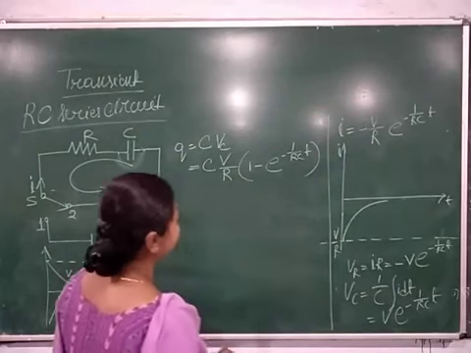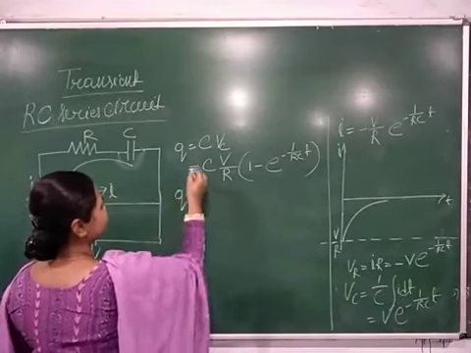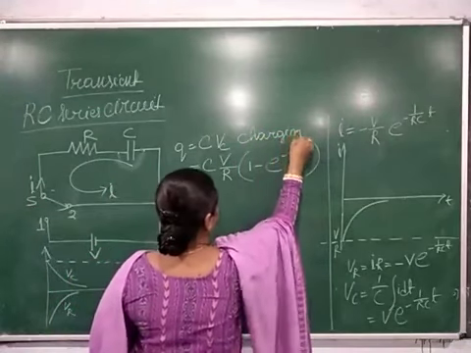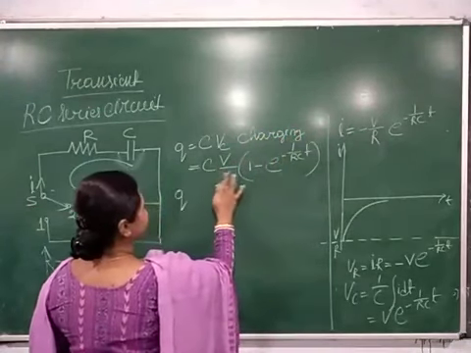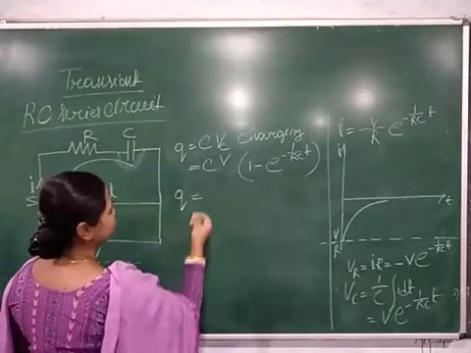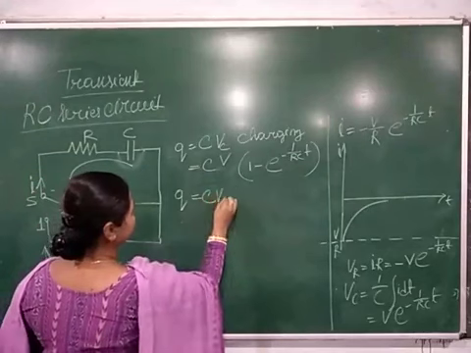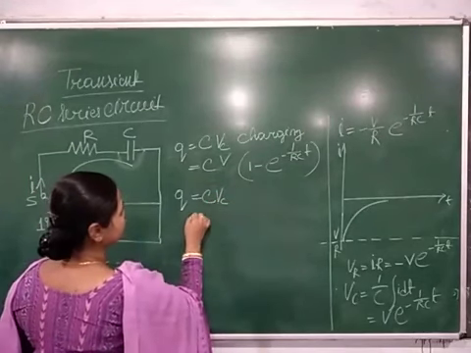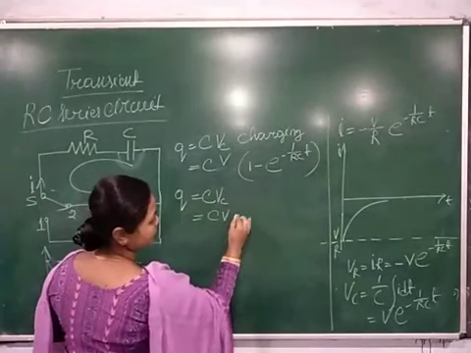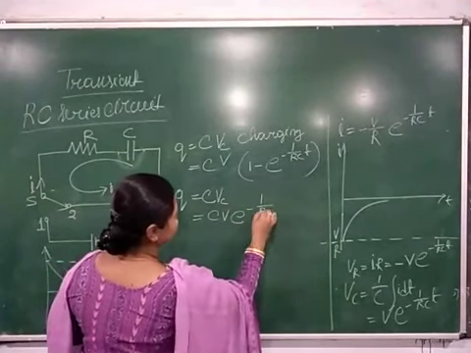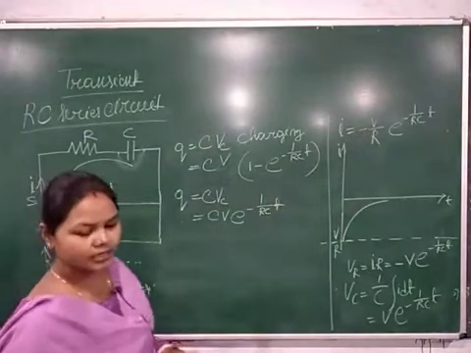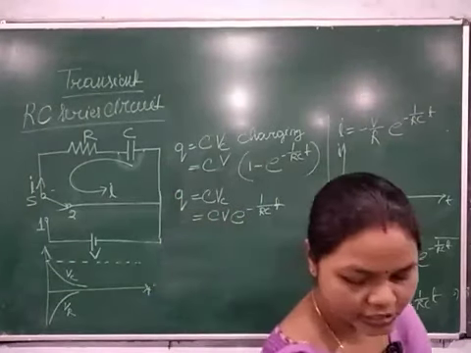Next, this is during charging, not R, it's Vc. During charging it is C into Vc. During discharging the value is this one, C into V e to the power minus 1 by RC into t. These are the charge stored by the capacitor during charging and discharging case.